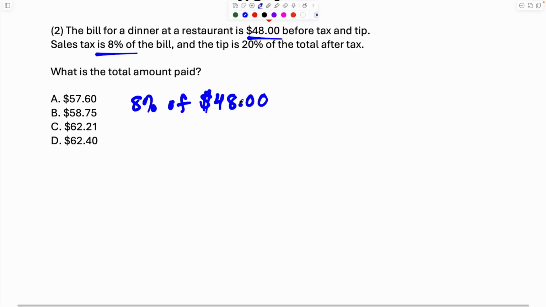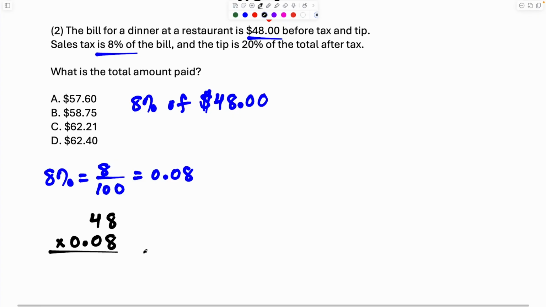And to do this, what we're going to do is we're going to take 8%. So we'll do this on the side. 8% is 8 out of 100. And this as a decimal is 0.08. Okay, so we're going to be multiplying $48 by 0.08. So let's go ahead and do that. So we have 48, and we're going to multiply by 0.08. And let me just make a little space. We have times 0.08. And now we could start.